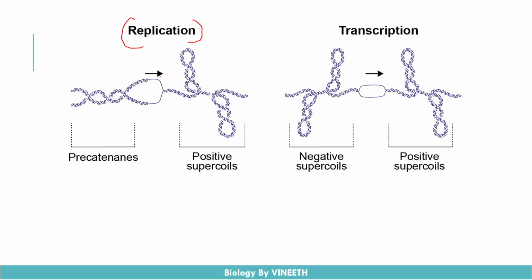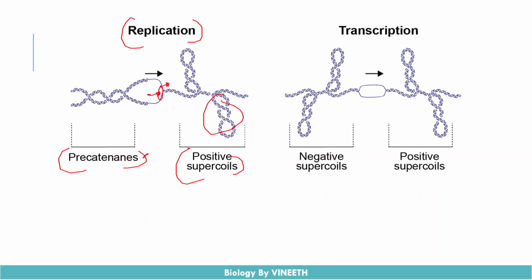But in the case of replication, we won't be seeing any kind of negative supercoiling, but we will be seeing only the formation of precatenates. Precatenates are nothing but some kind of extra knots on the DNA molecule, whenever there is a coiling of two daughter DNA molecules. In replication, in the forward direction where the helicase moves in the 5' to 3' direction, we can only see positive supercoiling happening.